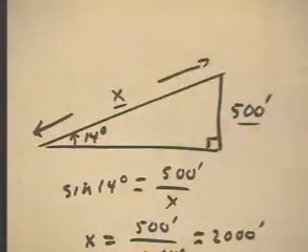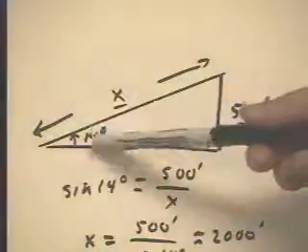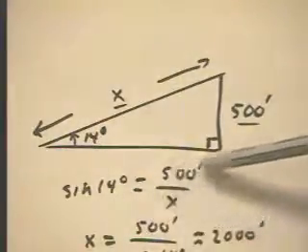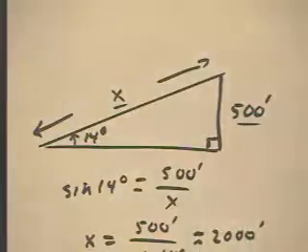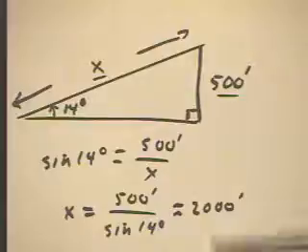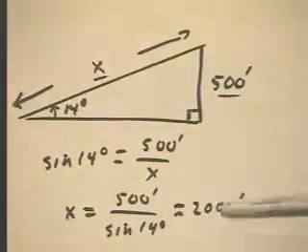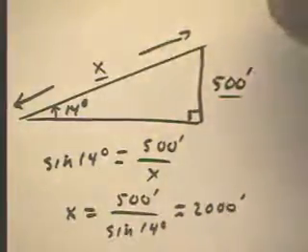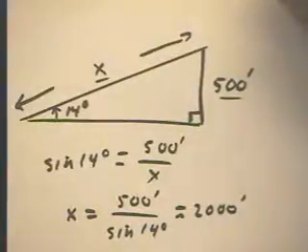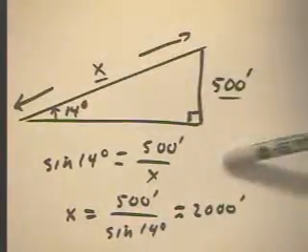Again, writing the definition of the sine function, the sine of this angle is the opposite side over the hypotenuse. Sine 14 degrees is 500 feet over x. Multiply both sides by x, divide both sides by sine 14 degrees. We see x is 2,000 feet. So we have to travel 2,000 feet at a 14-degree incline in order to attain a height of 500 feet.